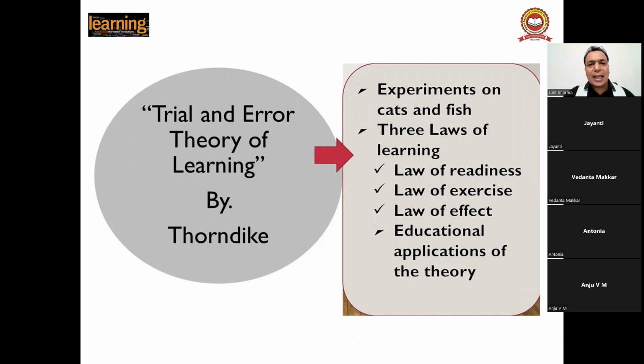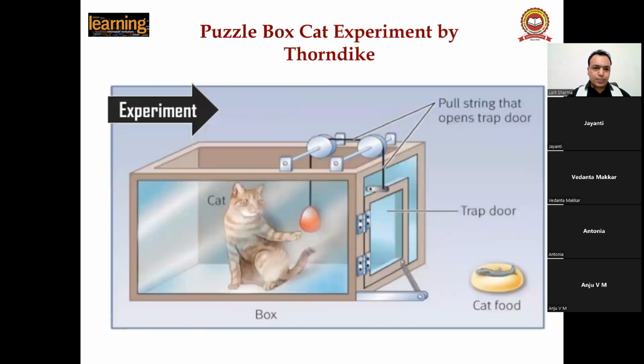So we start with the experiment on a cat. Listen carefully. Thorndike did many experiments on cats, rats, and fish. One of the experiments I'm narrating to you to understand the theory of learning, trial and error, which was given by Thorndike. What Thorndike did was he prepared a puzzle box. You can see the puzzle box, or you can say the cage, right?